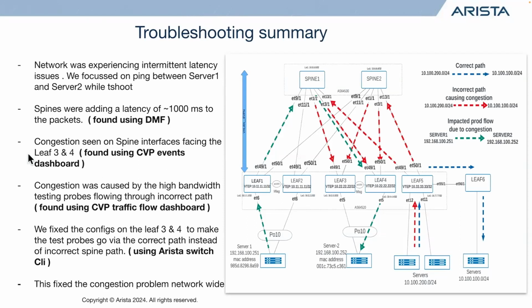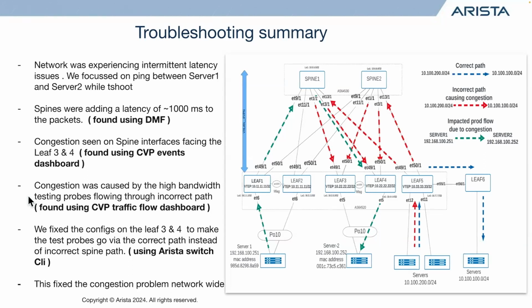And then we figured out the cause of the congestion. The cause of the congestion was related to some incorrect path forwarding happening for some high bandwidth test probes sent from the servers connected to leaf 5. And these probes were unfortunately forwarded towards spine 1 and spine 2 due to incorrect routes pointing towards spine 1 and spine 2, and that was causing this congestion. So we figured out this incorrect path flow with the help of the CVP traffic flow dashboard.